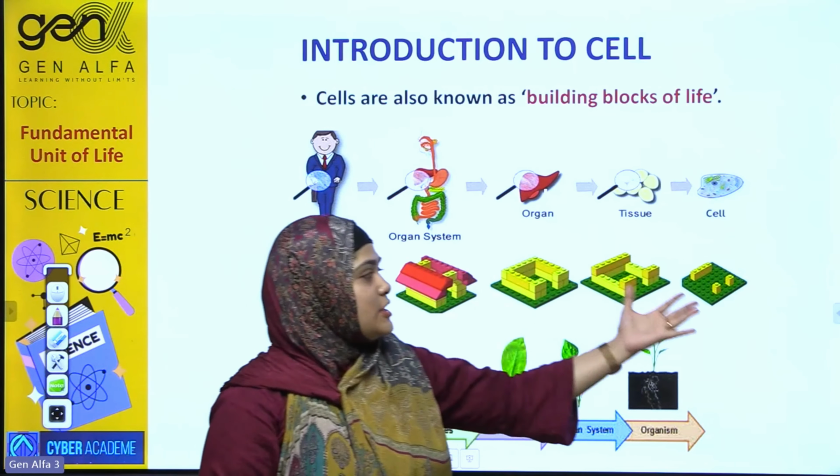So mammal development or human development takes place from a single zygote. Zygote is a single cell and it keeps on dividing every time, and ultimately an individual is produced. So this is how the growth happens by the cell.